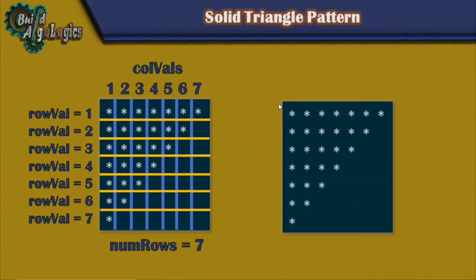First we'll write our code to print this solid triangle pattern here. For making it more visual from a programming point of view, I drew these lines here for separating each row and column, and you will get this idea very soon.